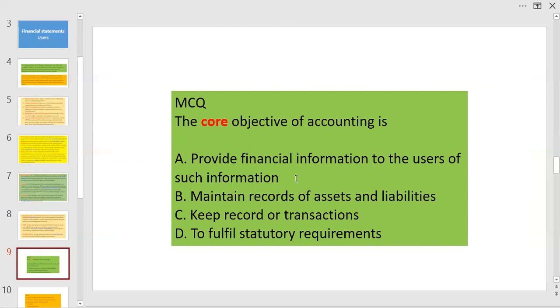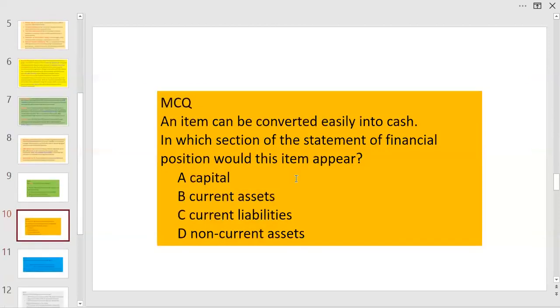Next MCQ. An item can be converted easily into cash. In which section of the statement of financial position would this item appear? A and C refer to liabilities, so there is no chance of converting into cash. Non-current assets are the least of them, therefore the answer is B.